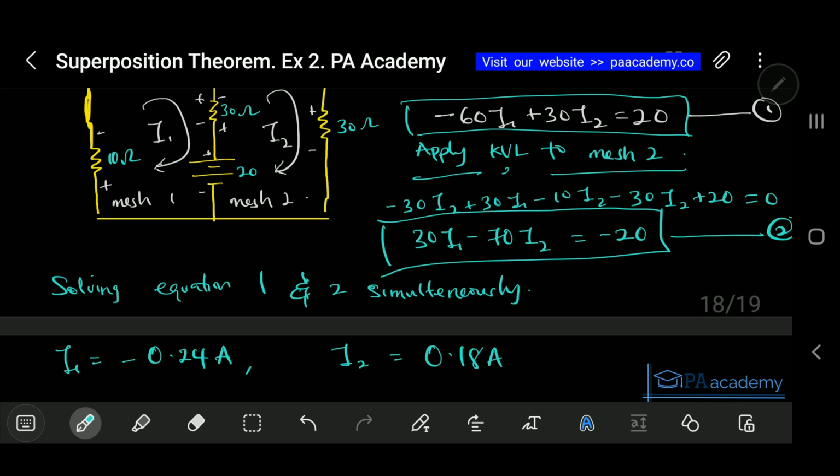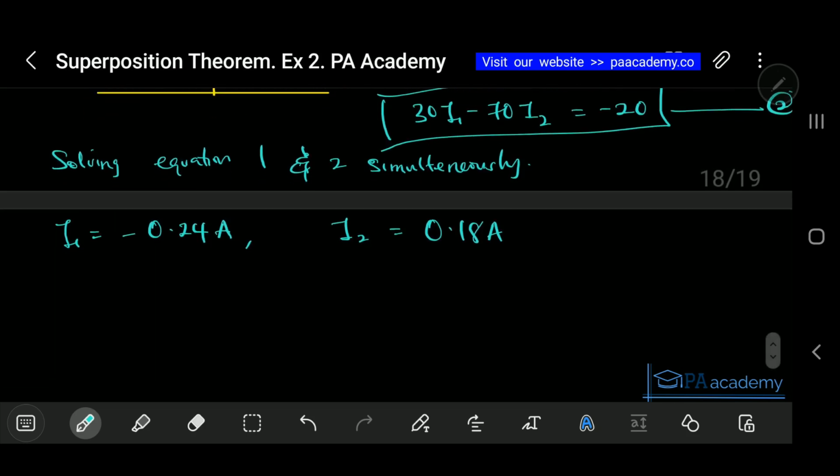Okay. All right. So we've gotten our I1 and our I2. Again, for us to get the current that is flowing through AB, the point AB, we are going to look at I1 and I2. Which one has a higher value? Exactly. So this time around, 0.18 is higher than minus 0.24. So this time around it is going to be I2 minus I1. Remember I said something like that.